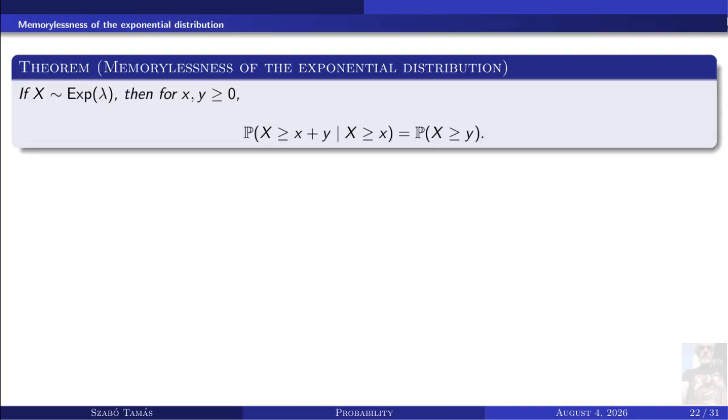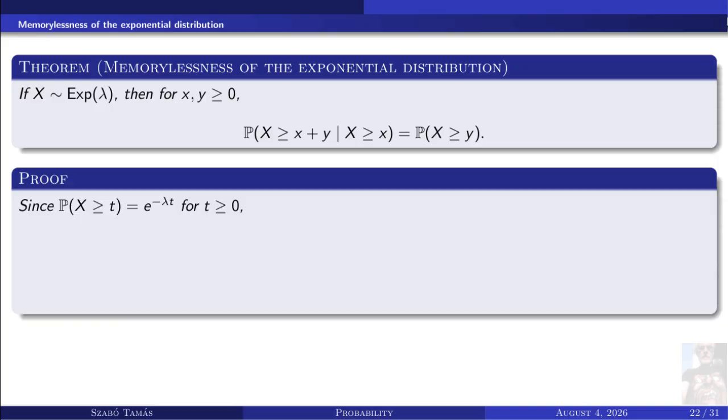We now prove the memorylessness property of the exponential distribution. If X has exponential distribution with parameter lambda, then for x and y non-negative, P(X ≥ x + y | X ≥ x) equals P(X ≥ y). For the proof, note that P(X ≥ t) is e to the minus lambda t for t non-negative.